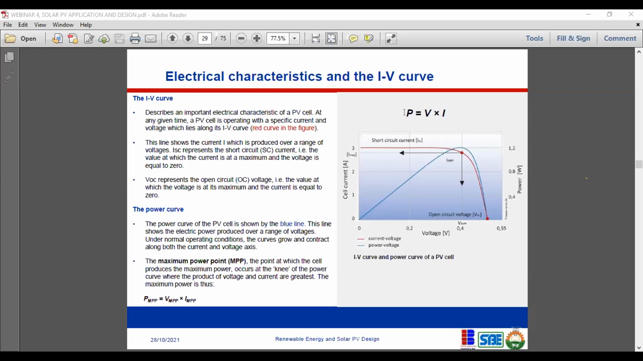I take that again. When the current is maximum, the voltage is 0, and if the voltage is 0, the power output will become 0. Now, when the voltage is maximum, which is here, the current is 0, and when the current is 0, the power output will also become 0. So we are looking for a point along this red line where the combination of voltage and current will give us the maximum power output.